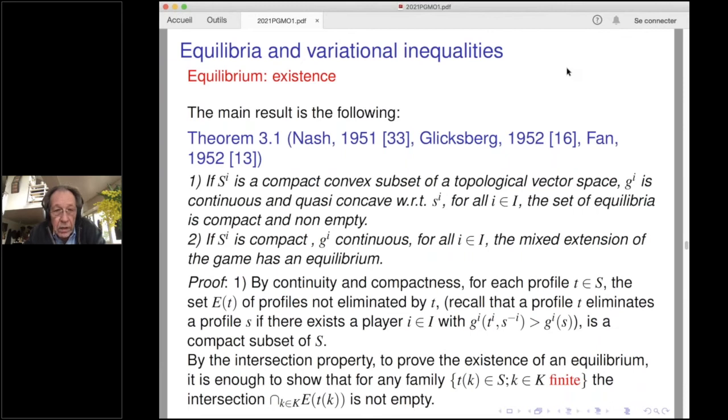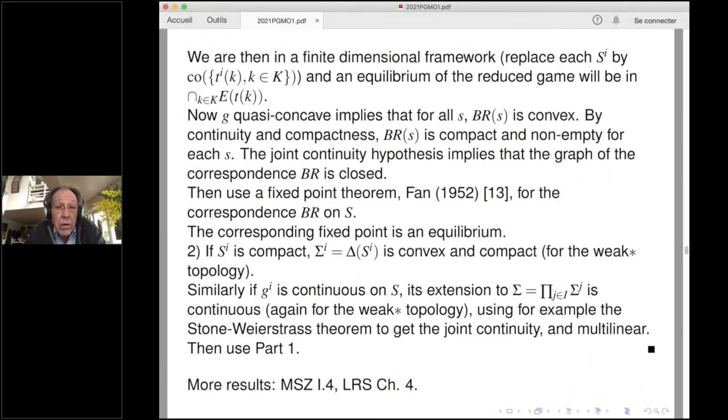Now consider the case where for each player, his set of strategies is the convex hull of the T_i^k. T_i is the strategy of player i that appears in one of the T in my finite family. And for each player, I take the convex hull of this set. And obviously, an equilibrium of the reduced game will be in the intersection of the convex hulls.